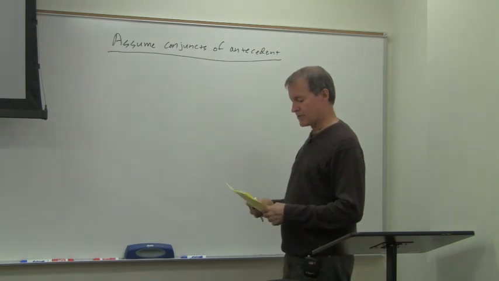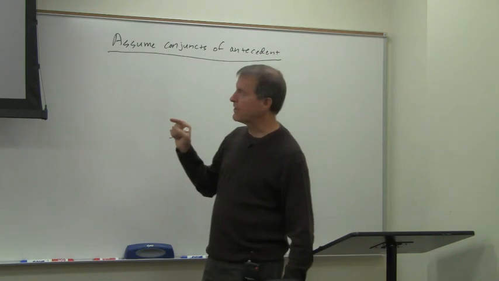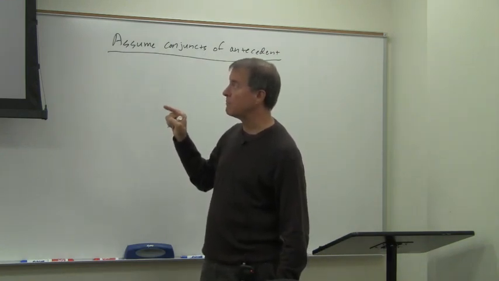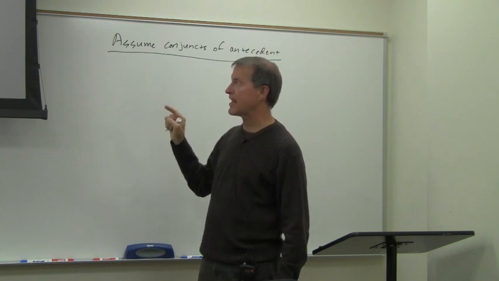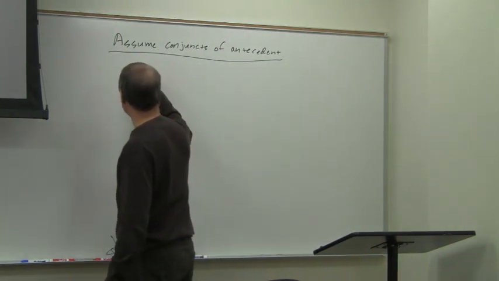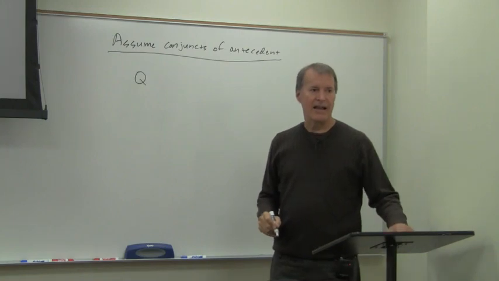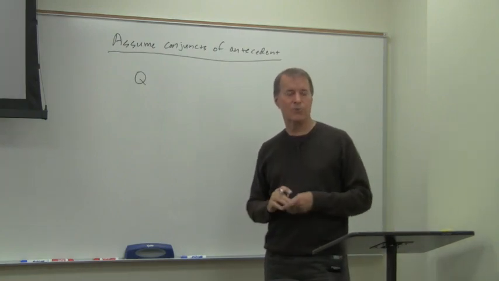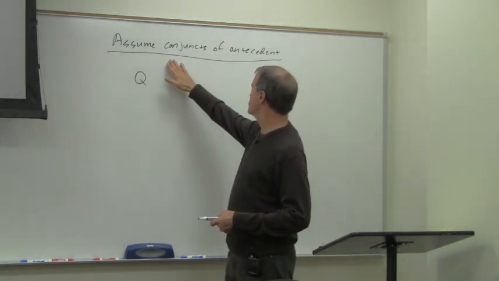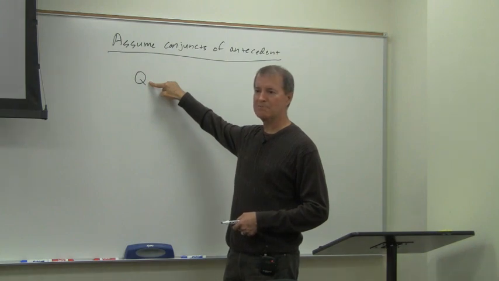Now, here's how this works. It says to prove P1 and P2 implies Q, assume P1 and P2, and prove Q. So here's how it works. You start with Q. And here's what you have to remember when you do this. When you use the technique of assuming conjuncts of the antecedent, you have to get this to true.